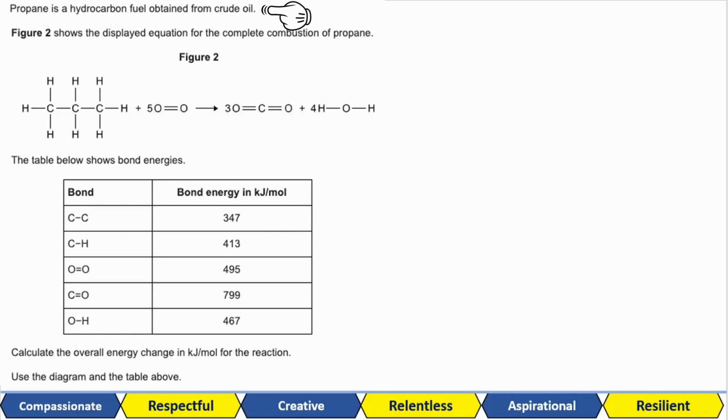Propane is a hydrocarbon fuel obtained from crude oil. Figure 2 shows the displayed equation for the complete combustion of propane. The table below shows the bond energies. Calculate the overall energy change in kilojoules per mole for the reaction. Use the diagram and the table above. Alright, so remember that the overall energy change is the bonds broken minus the bonds made.